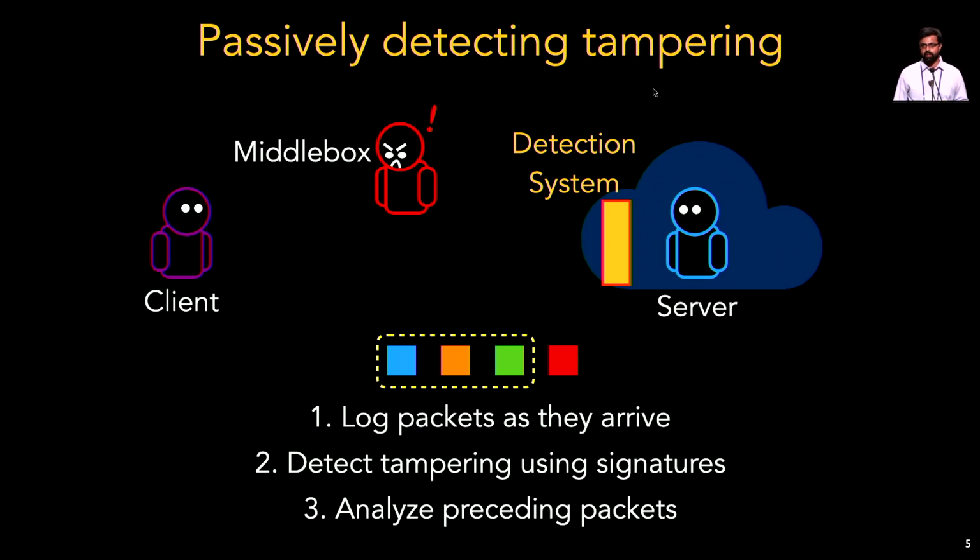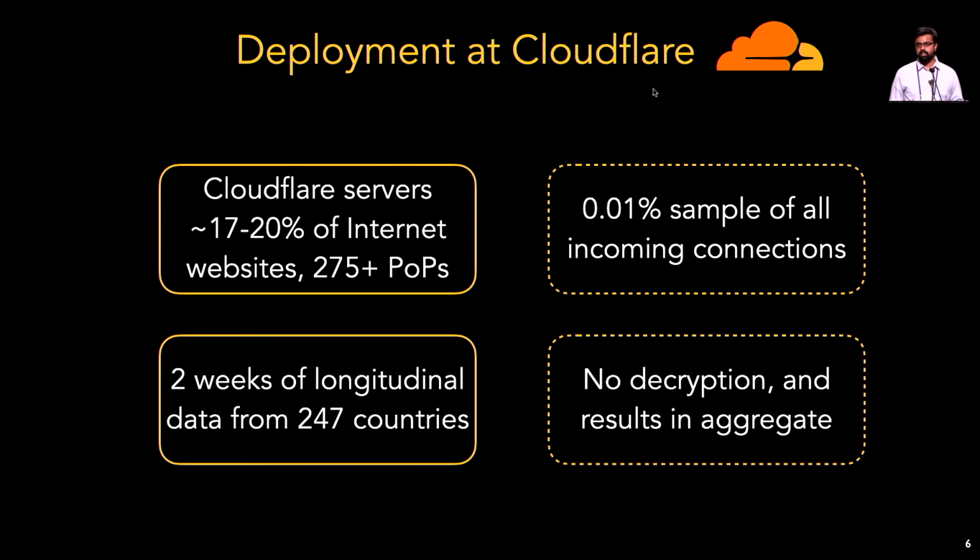And that's exactly what we did in deploying our system at Cloudflare, a large CDN provider that serves about 17 to 20% of popular internet domains. So our system is deployed to view a 0.01% sample of all incoming connections at Cloudflare across all of Cloudflare's points of presence. And our system is running live at the Edge network right now, but for the purpose of this talk, I'll mostly focus on a 2-week period in January 2023, where we obtained traffic from around 247 countries.